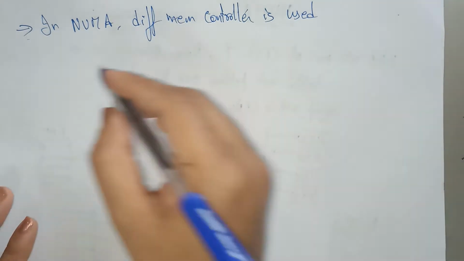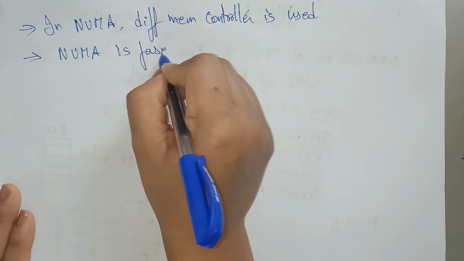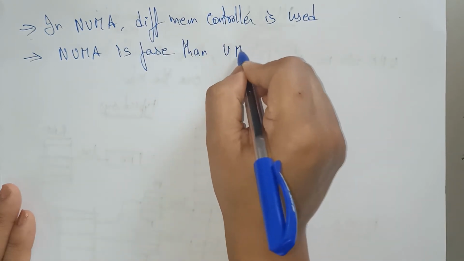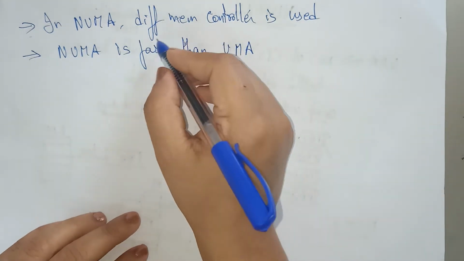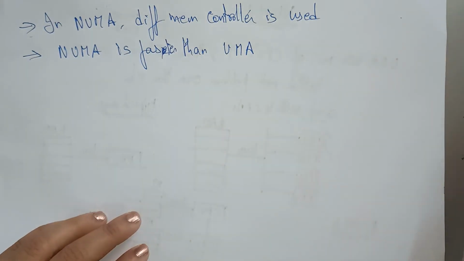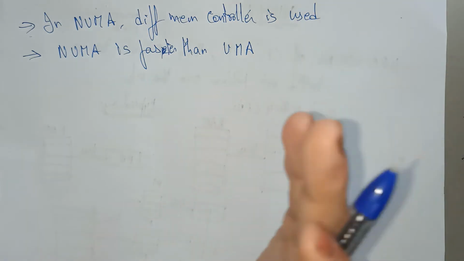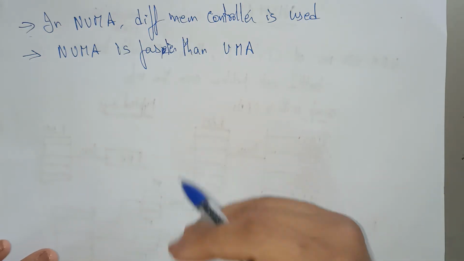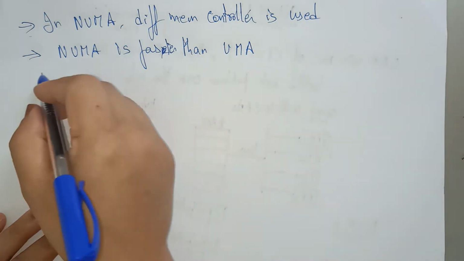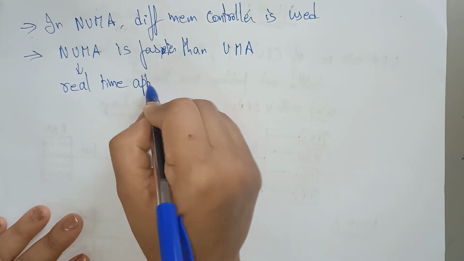NUMA is faster than uniform memory access. Whenever each processor has its own memory controller, obviously NUMA is faster than UMA. And NUMA is applicable for real-time applications. I'll explain that in the advantages. Generally NUMA is used in real-time applications. When you are working on real-time applications, we use NUMA.